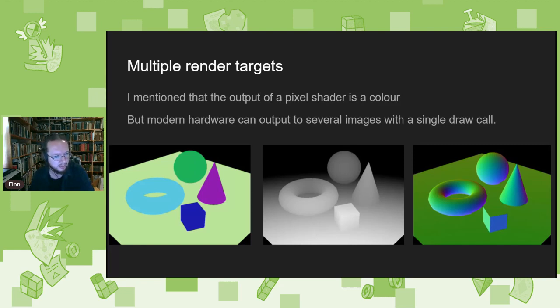Here we have a plane, a torus, a sphere, a cone, and a cube. We're going to render those once. They go through the pipeline. The vertex shader executes once, the rasterizer executes once, per thing. The pixel shader executes once as well, but you're going to have a special pixel shader. It doesn't just output one color. It outputs three. It outputs the diffuse color on the left, the depth, its inverse depth for some reason, and the normal on the right.